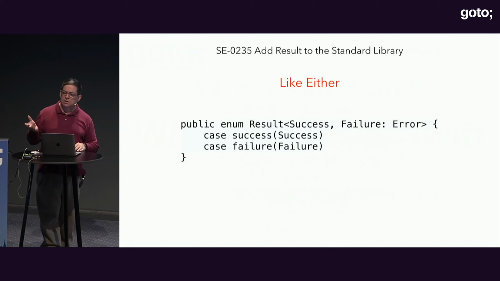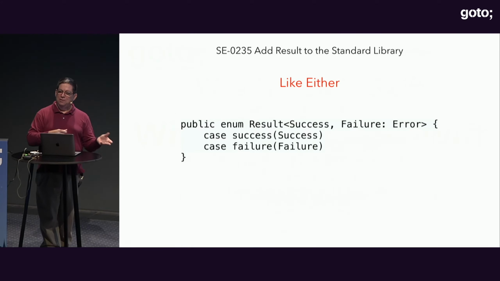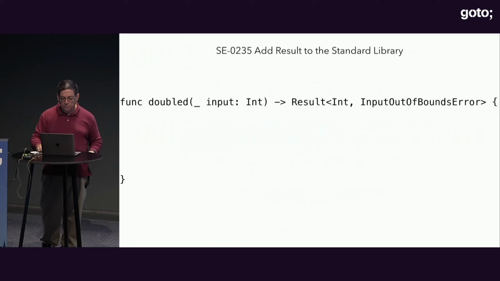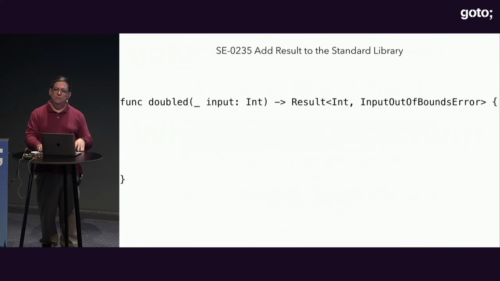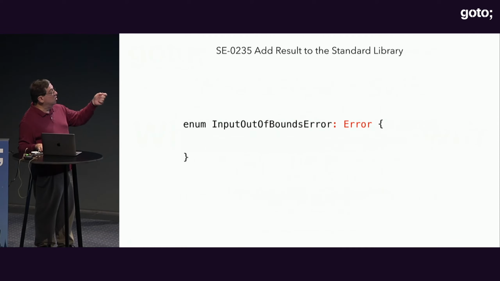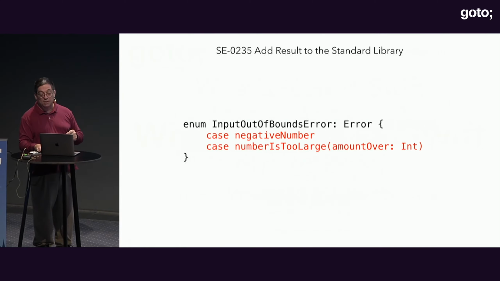If you know other languages, if you know languages like Haskell, this is like an either type. And so you see these types in functional languages. Swift isn't a functional language, but it pretends it can be, and so it can do a lot of functional things. So here's a function called doubled. I'm going to return a result type, and if it's successful, I'll just double the number and return that int. And if it's not successful, I'll tell you why. I'll give you my input out of bounds error, and in this case, my input out of bounds error conforms to error, or I couldn't use it in result type. And it either is, well, you gave me a negative number, I can't double that, or you gave me a number that's too big, and I'll tell you how much too big it was.